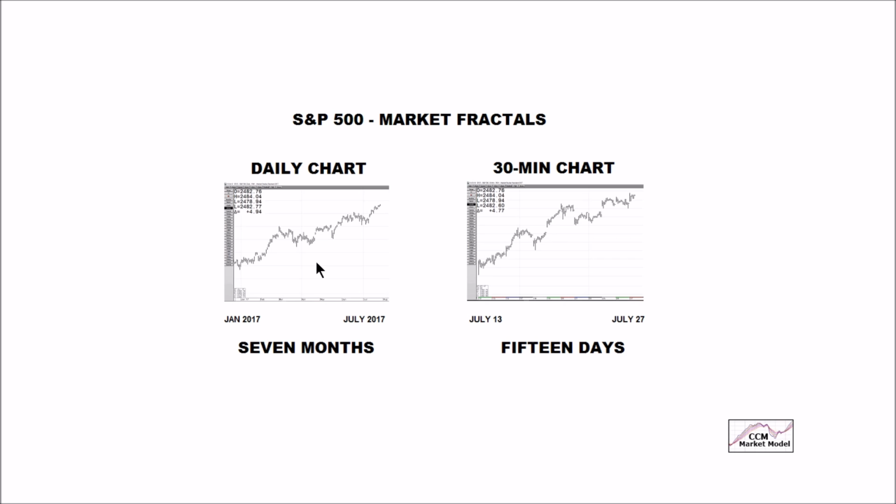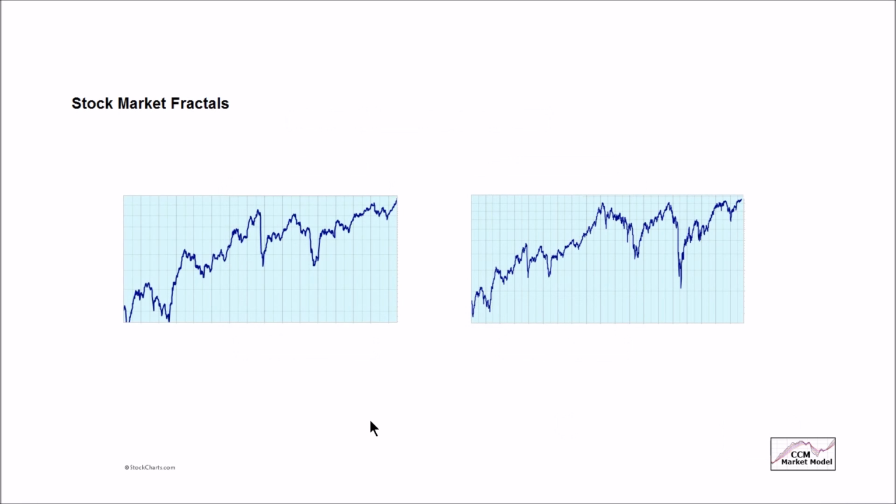A quick example, these are screen captures that were taken intraday on July 27th. This is a daily chart spanning 7 months. This is a 30-minute chart spanning only 15 days, and you can see price action looks similar on both time scales. And as we progress through these slides, we'll move closer and closer to July of 2017. These are two snapshots of the stock market.